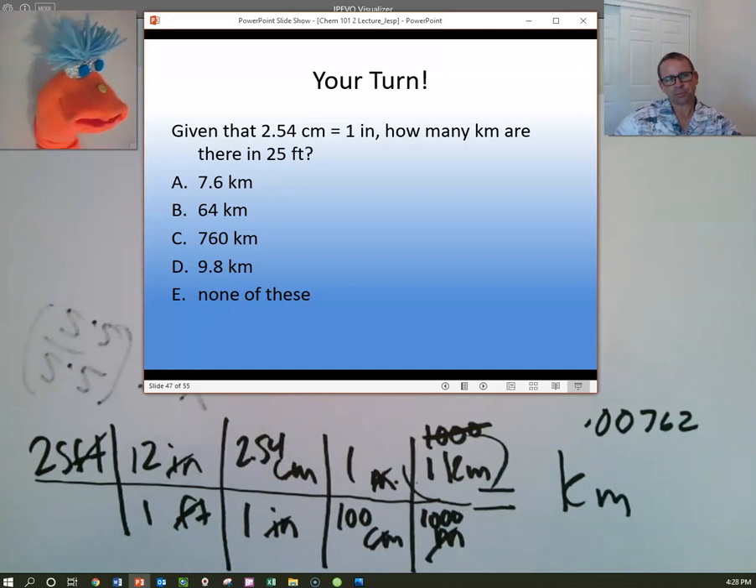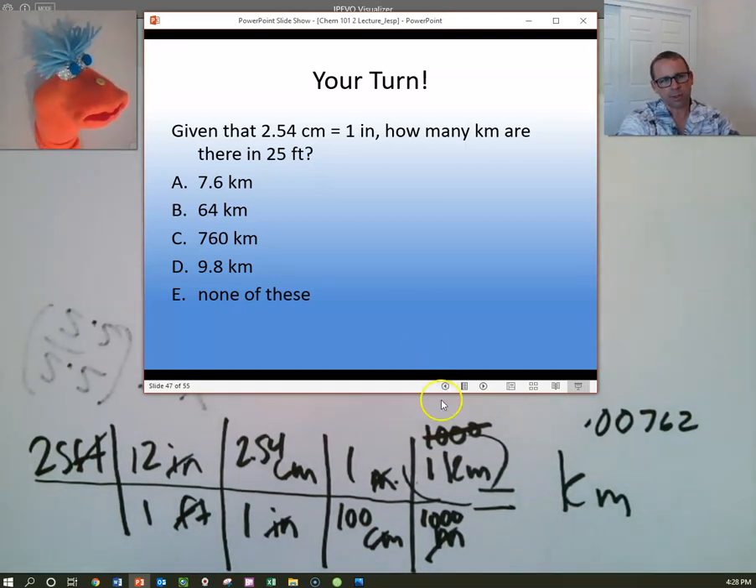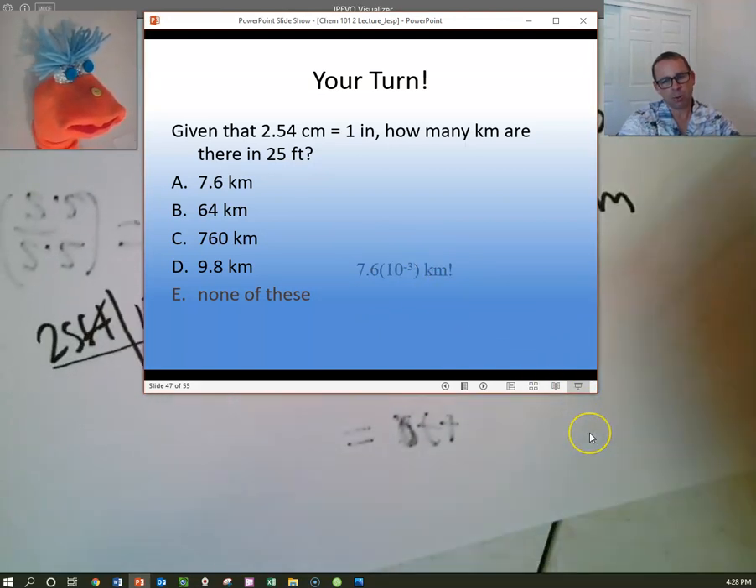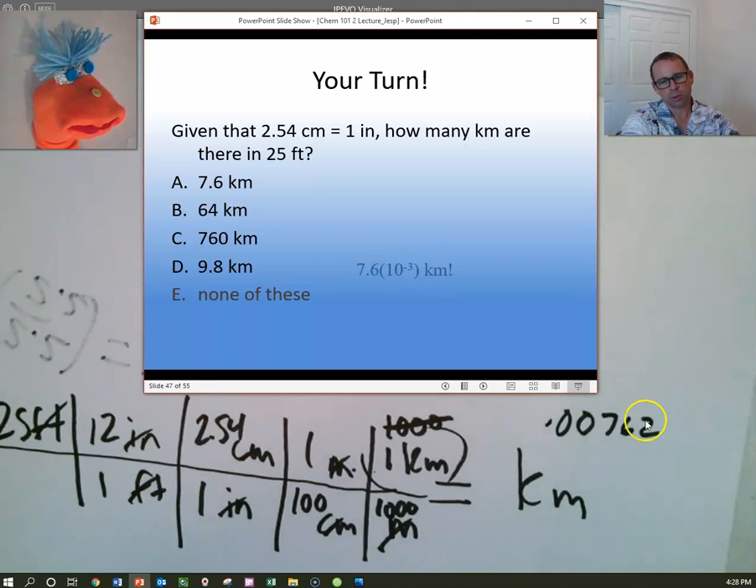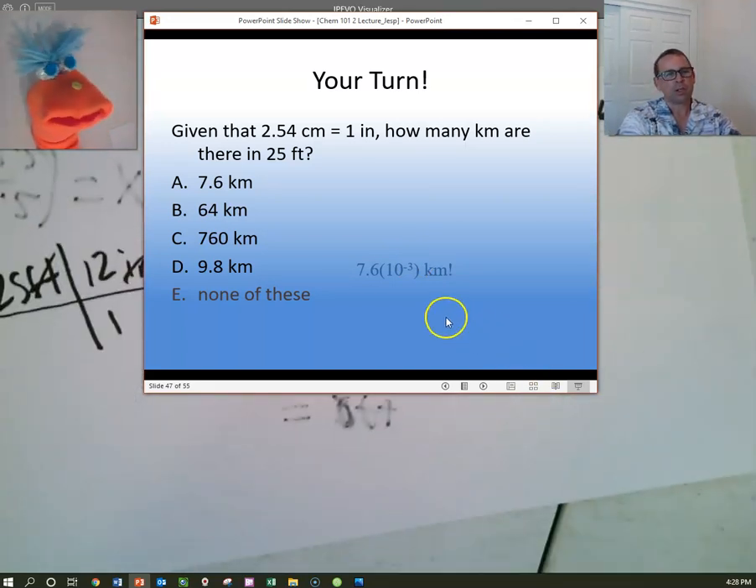Now, you see the answer up there? I don't. I think it has to be E, none of these. Let's see. Okay, we're right. It's not any of these. It was 7.6 times 10 to the minus 3 kilometers. All right? Again, the minus 3 means I move my decimal place over 3 places. 1, 2, 3. All right.